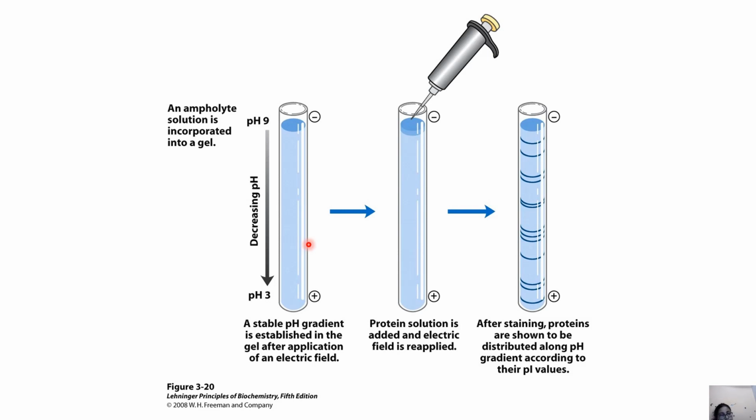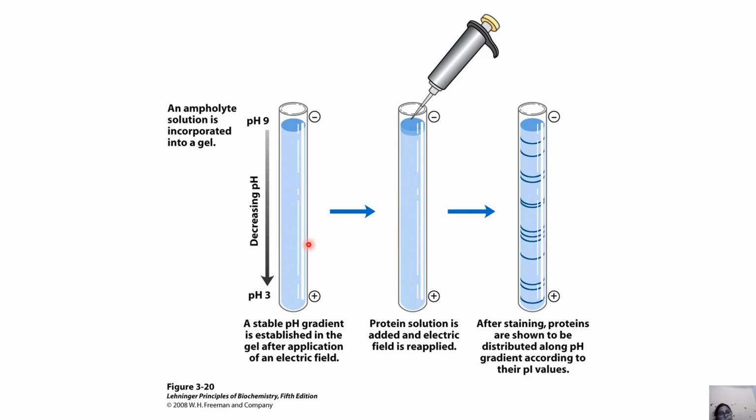So here in this case, you see an ampholyte solution is incorporated into a gel which has a decreasing pH from pH 9 to pH 3. So a stable pH gradient is established in the gel after application of an electric field. Now from above, a protein solution is added and the electric field is reapplied. So after staining, proteins are shown to be distributed along the pH gradient according to their pI values.